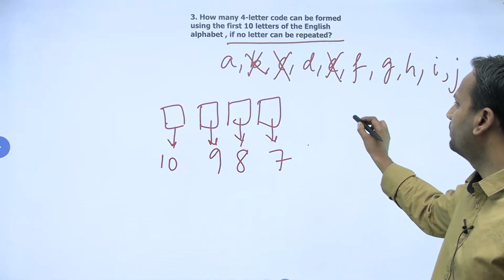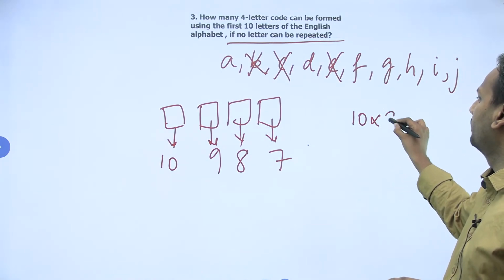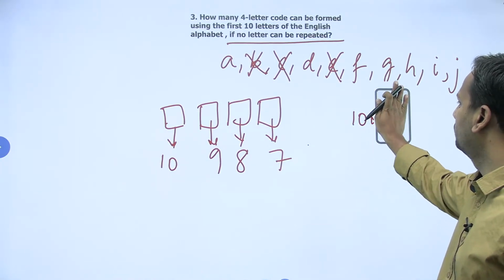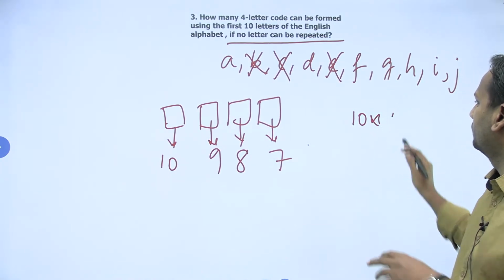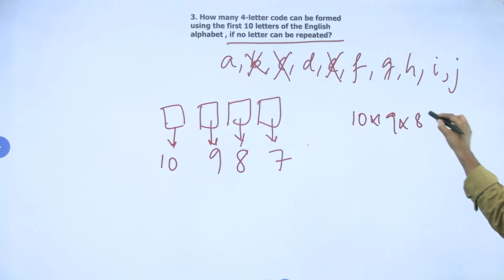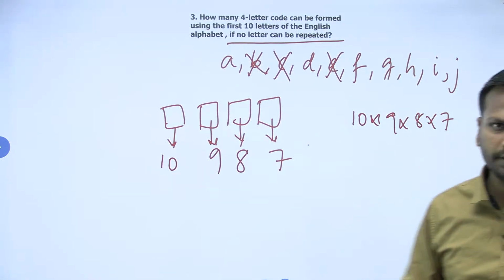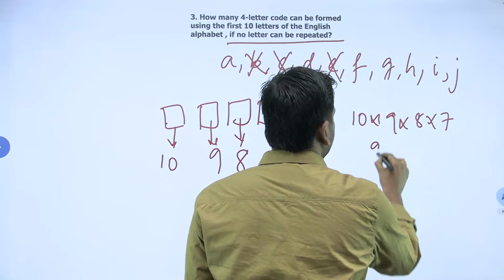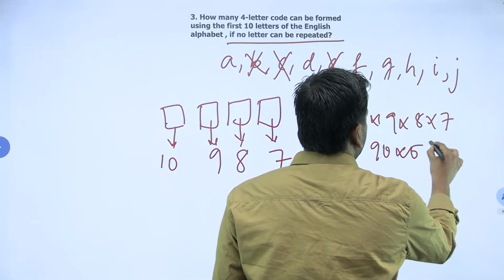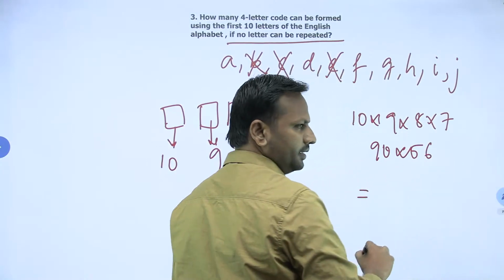So in these many ways you can form the 4-letter code. By the fundamental principle you should multiply, students. 10 into 9 into 8 into 7. Got it now? So multiply this: 90 into 56, right?